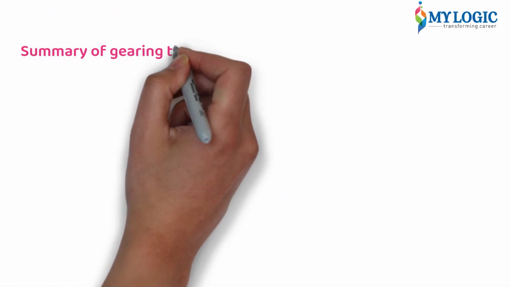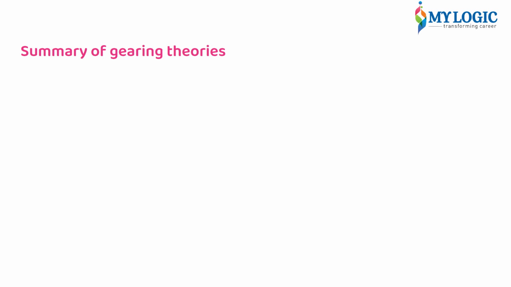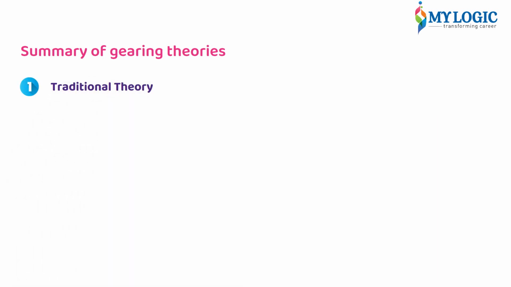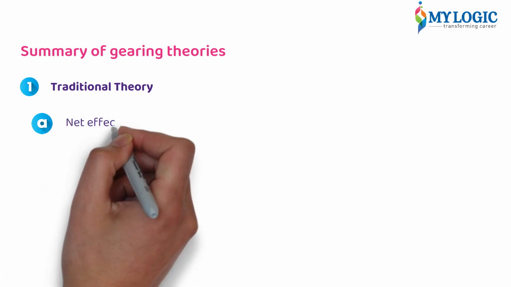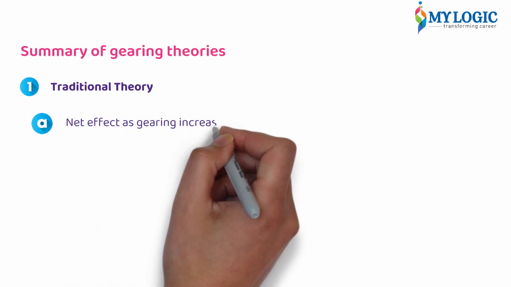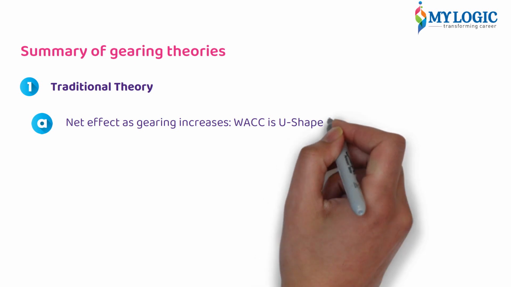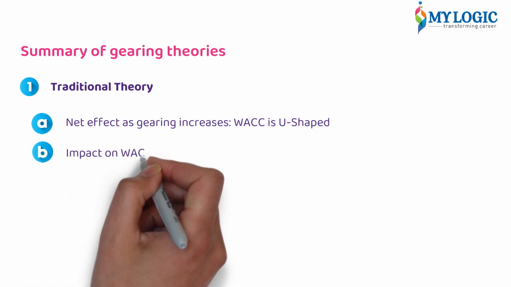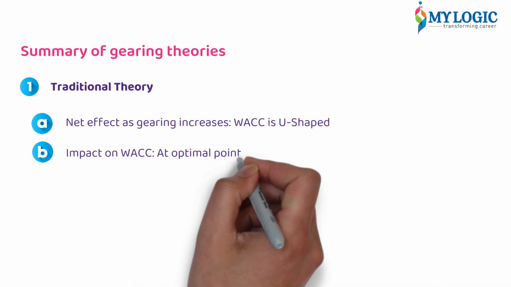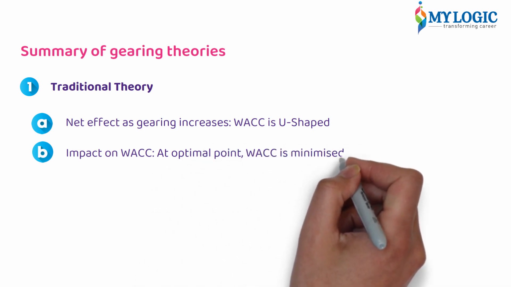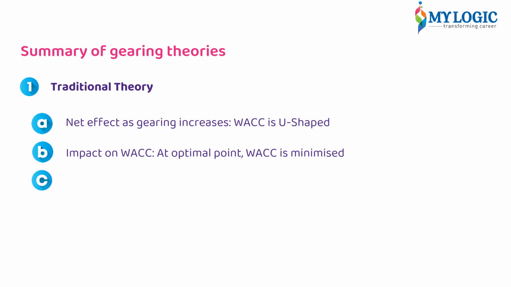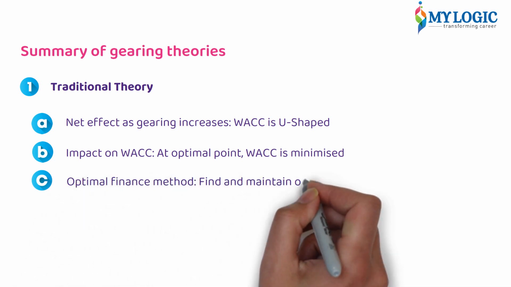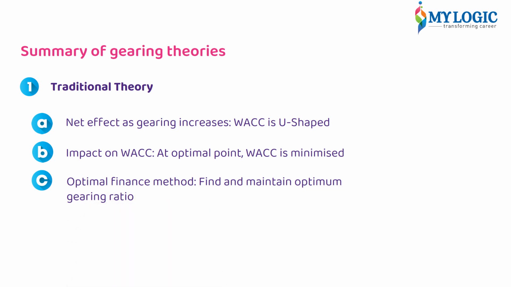Summary of gearing theories. Number 1. Traditional theory. A. Net effect as gearing increases. WACC is U-shaped. B. Impact on WACC. At optimal point, WACC is minimized. C. Optimal finance method. Find and maintain optimum gearing ratio.